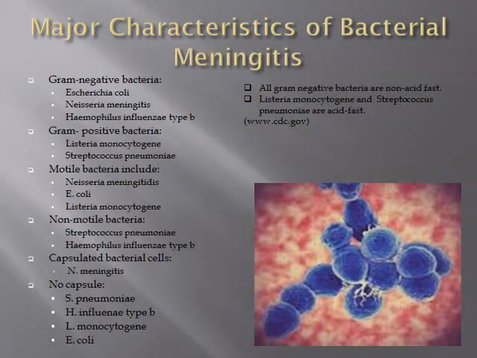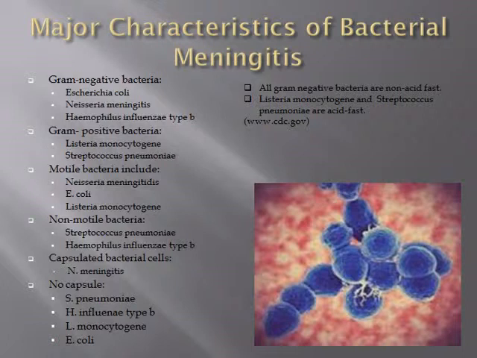Major characteristics of bacterial meningitis. Gram-negative bacteria include Escherichia coli, Neisseria meningitidis, Haemophilus influenzae type B. Gram-positive bacteria include Listeria monocytogenes, Streptococcus pneumoniae. Motile bacteria include Neisseria meningitidis, E. coli, Listeria monocytogenes. Non-motile bacteria are Streptococcus pneumoniae, Haemophilus influenzae type B.